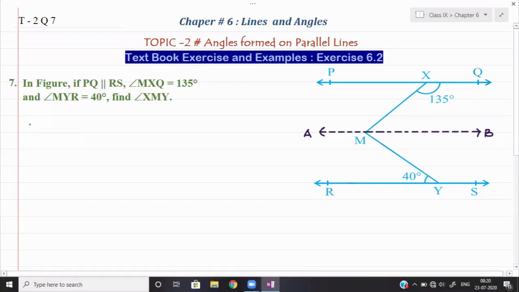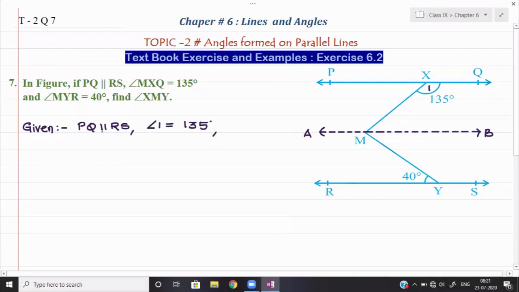First of all I will write down the given. In the given, first we will write down PQ is parallel to RS. That is one given to us. Then we have given that angle MXQ. So where is angle MXQ? We shall start with M, then go to X, and then go to Q. This angle is given as 135 degrees. For convenience, I will suppose that angle is angle number 1. So I will say angle 1 is given as 135 degrees.